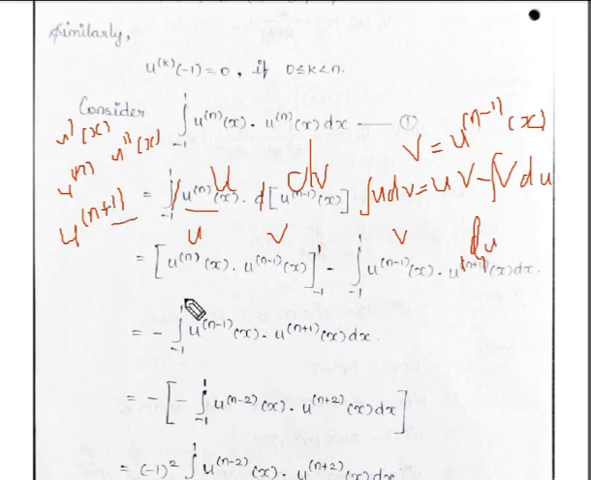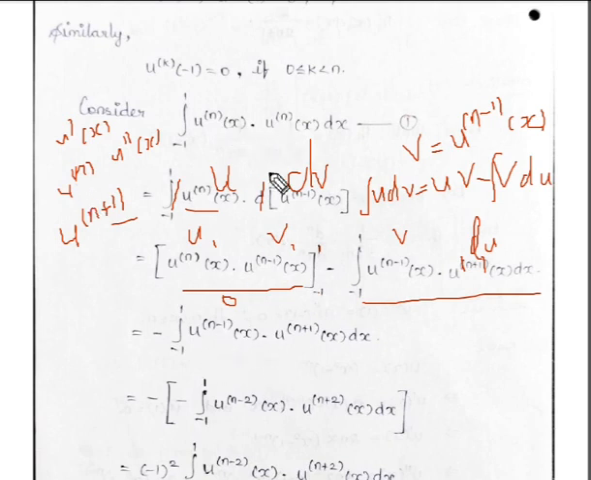See, this term becomes 0 because we apply this limit. Applying the upper limit gives 0, and applying the lower limit also gives 0. So the balance term is minus integral from minus 1 to 1 of u power n minus 1 of x into u power n plus 1 of x dx. This is the differentiation of u power n of x.